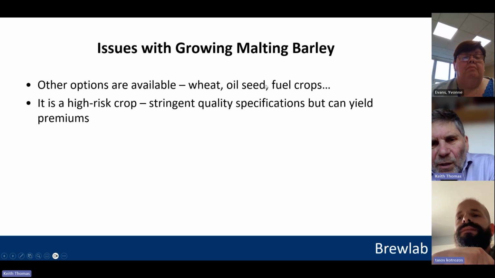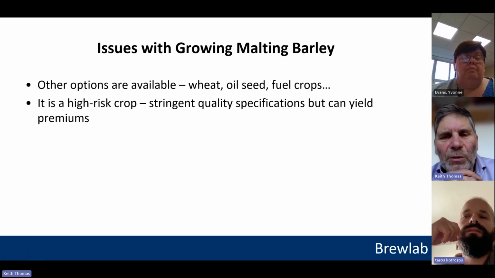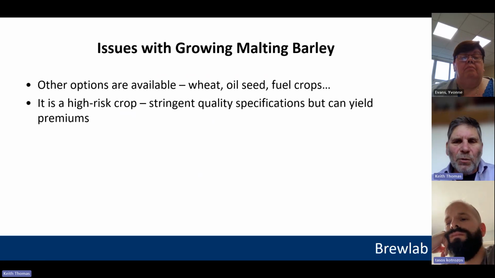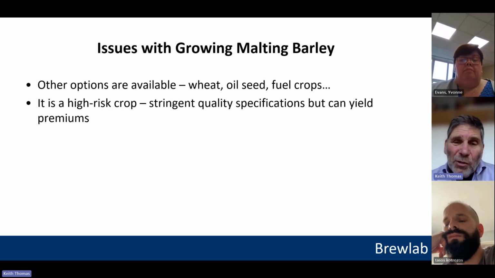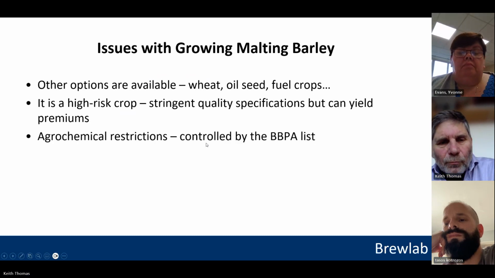Malted barley, compared to these, could be said to be high risk because you've got specifications and quality to meet, particularly the enzyme level and the protein level. So if you're going to try and grow malting barley, which gets a premium price, you've got to manage it very carefully and achieve that. If you don't manage to get the quality specifications, you can still sell it as feed barley, but you might get 20% less of the price.